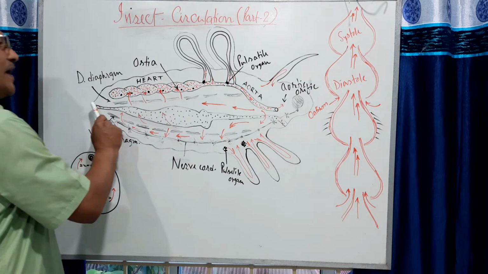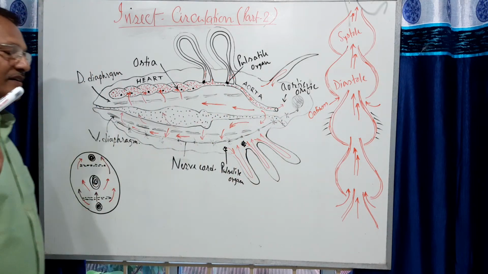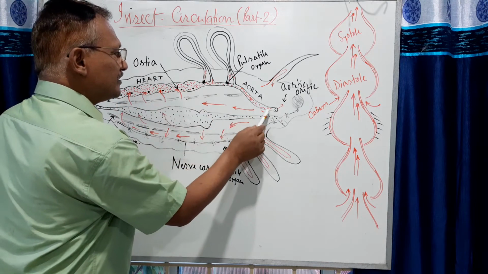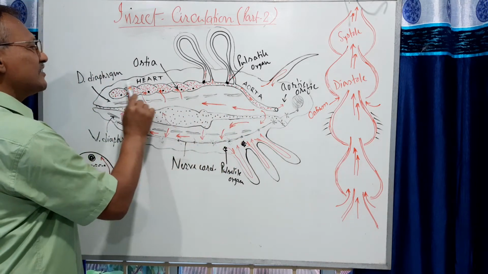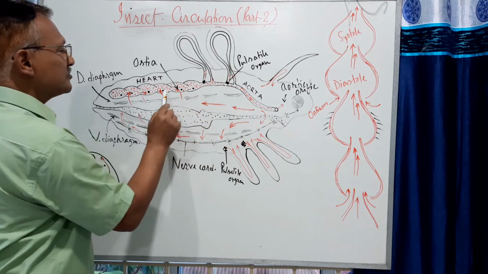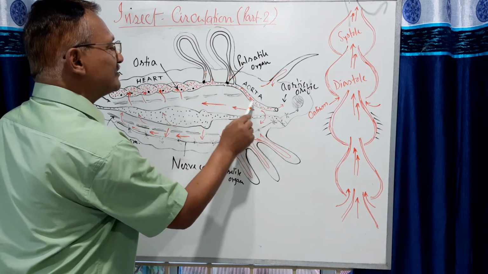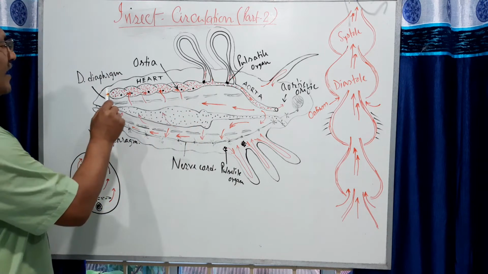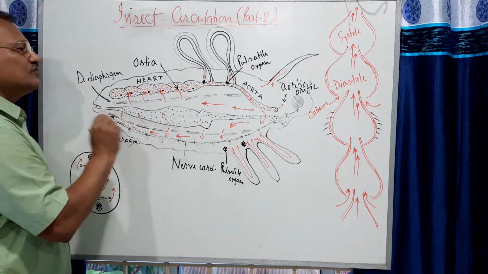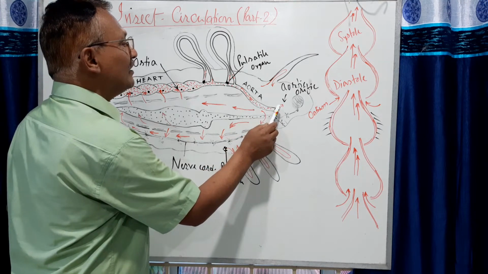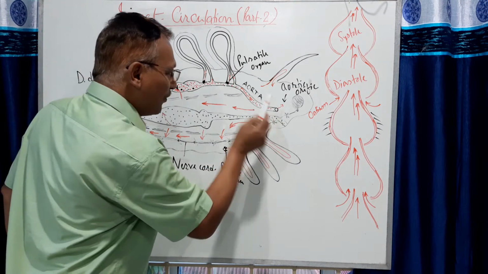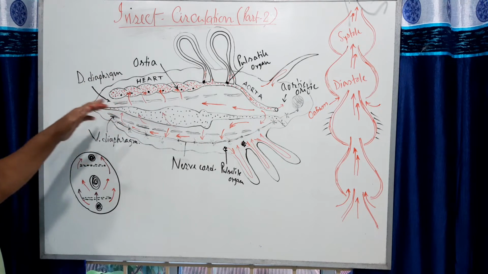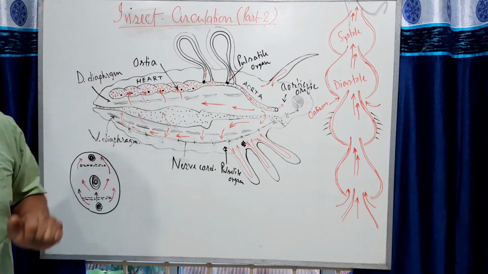This is the posterior part of the insect, and this is the anterior part. First, you see, this is the dorsal vessel. This is the heart, where ostia are present, but ostia are absent here in the aortic region. The posterior part is generally closed, and it is open by an aortic orifice. So the contraction starts in the posterior to anterior direction.